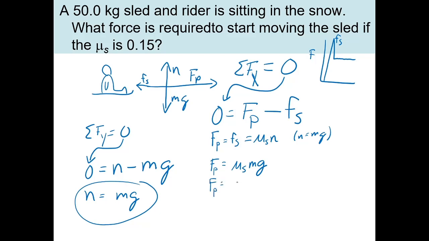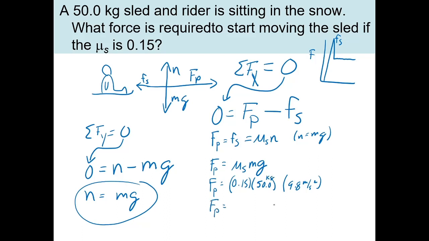Once we've done the algebra to that point, it's pretty easy. Mu s is 0.15. That's not unreasonable for snow. It's not quite as slick as ice. The mass is 50 kilograms. Now that would be a pretty heavy sled on its own, but this one has a rider on it, so there's a child sitting on it. And of course, gravity is always 9.8 meters per second squared. Mass is kilograms.